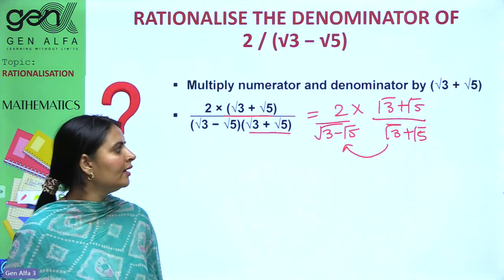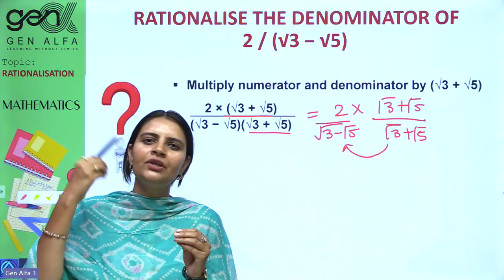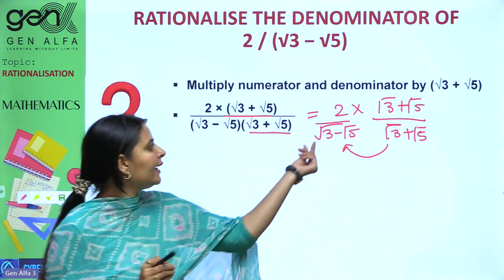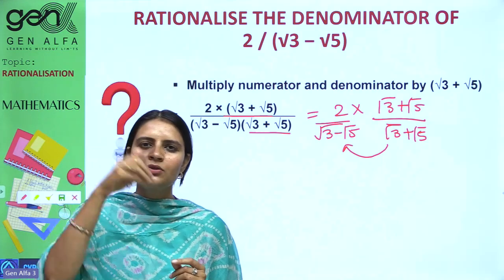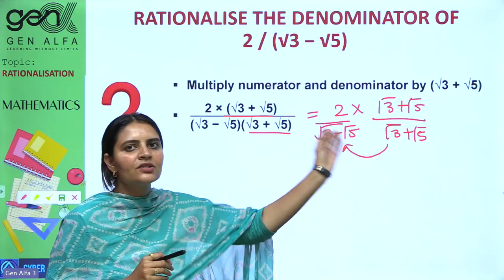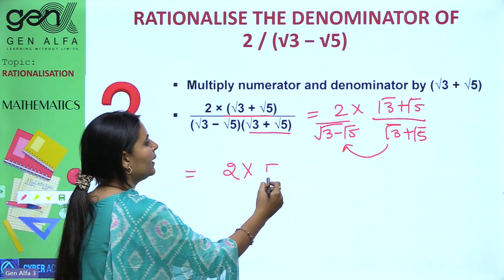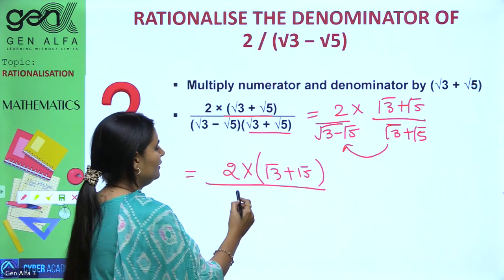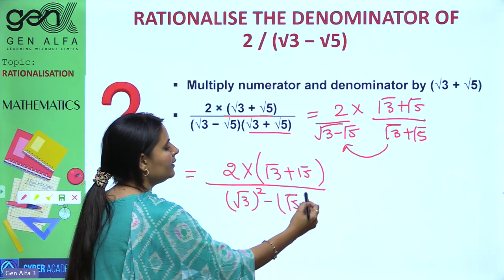Your A is what? Your A is under root 3. You need to take the square of it. A square, under root 3 square. Square root got cancelled by the square. Your answer is 3. And again minus B square. Under root 5 got squared. Square root got cancelled. You are getting minus 5. That means 3 minus 5 you are having over here. But in the numerator, you are getting it like that. Just put the bracket. A square minus B square.